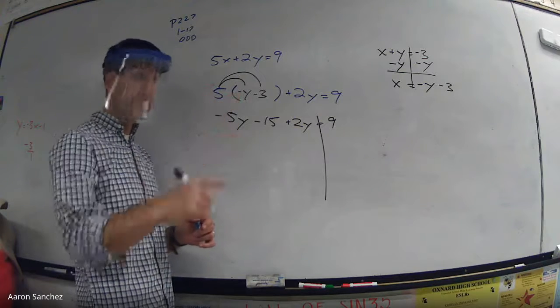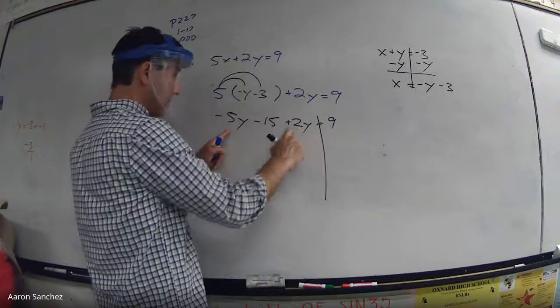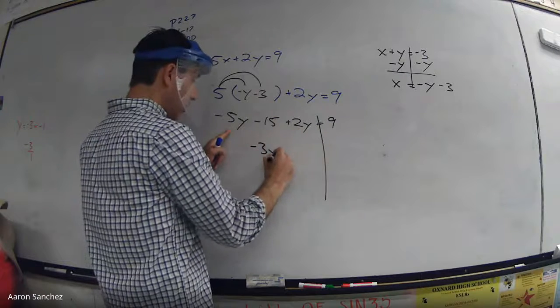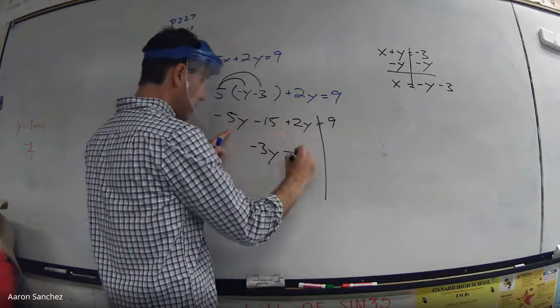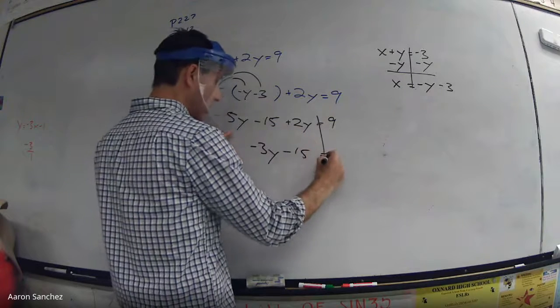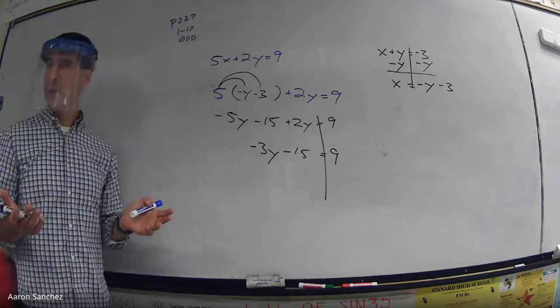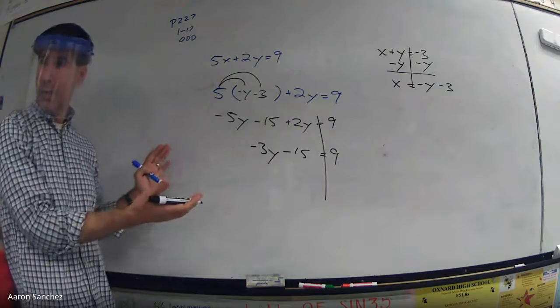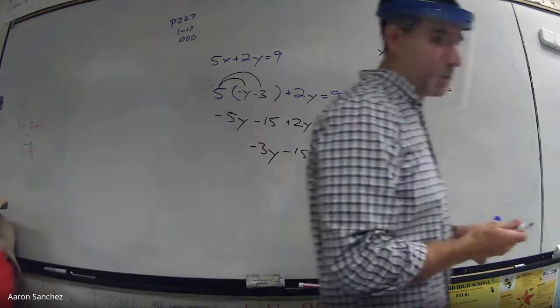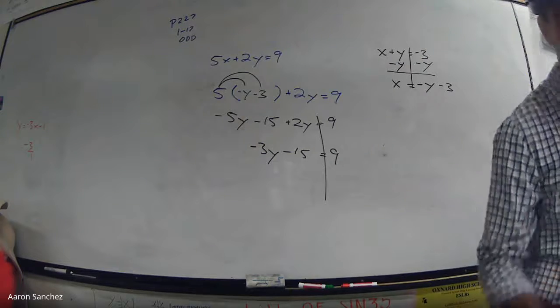Negative 3y. Yeah. So negative 5y plus 2y is negative 3y. And then this minus 15 stays, so those go away. You just write everything the same. And now we can solve for y. I bet you can do that right in here. Solve for y. You guys solve for y. See what you get. Solve it. I'm going to call on one of you.